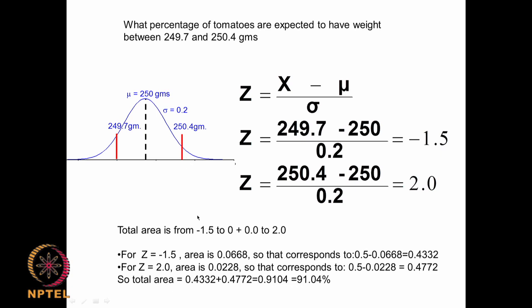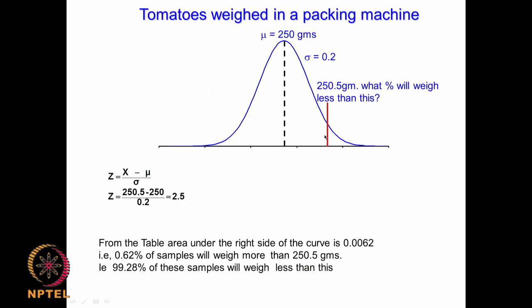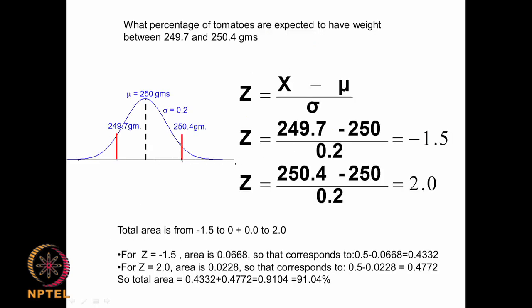Now z is equal to 2, I go again to the table, z is equal to 2 is 0.0228, okay. So it gives you this whole area, but again I need to subtract from the 0.5 portion, because I need to know only this area. So 0.5 minus 0.0228 is 0.4772. So this area is 0.4772, this area is 0.4332. So I add all, I get 0.91. That means 91% of the tomatoes will have weight between 249.7 and 250.4, okay.